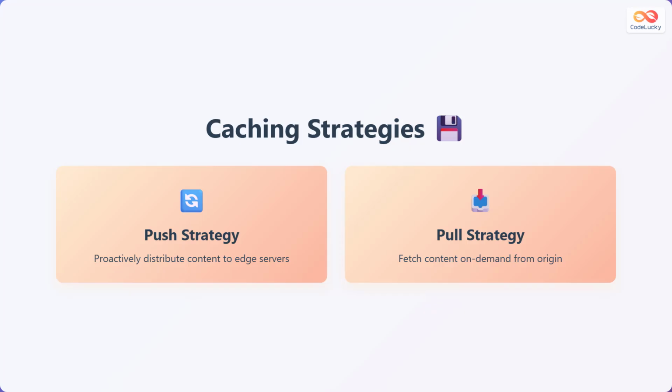Now let's explore caching strategies. The first one is the push strategy. In this proactive approach, content is distributed to edge servers in anticipation of user requests. The second one is the pull strategy. Here, content is fetched from the origin server only when it is requested by a user and not already present on the edge server.